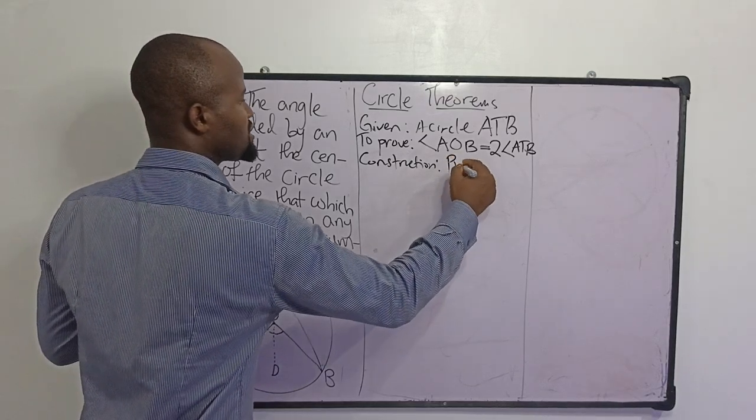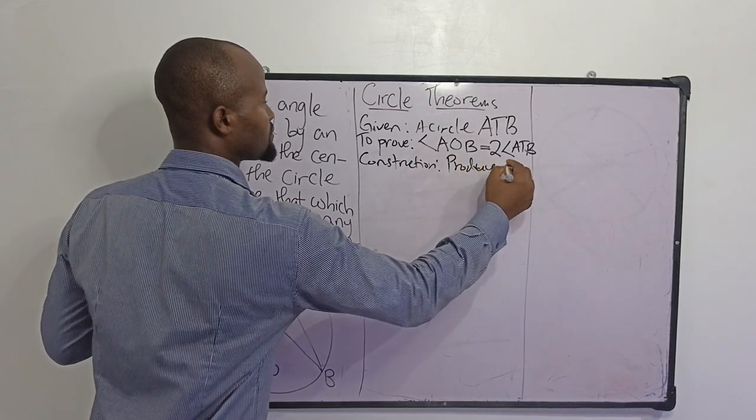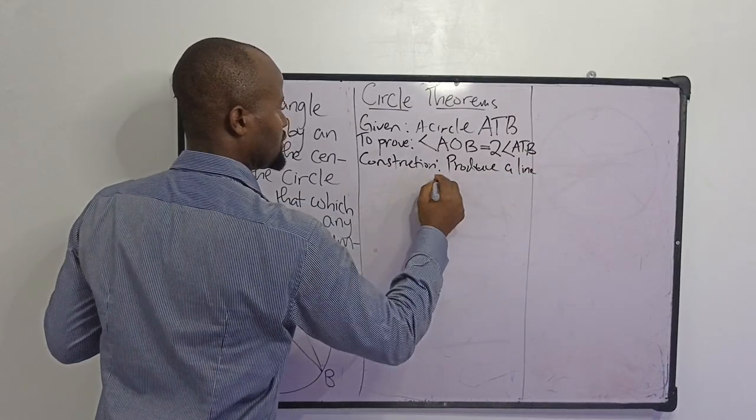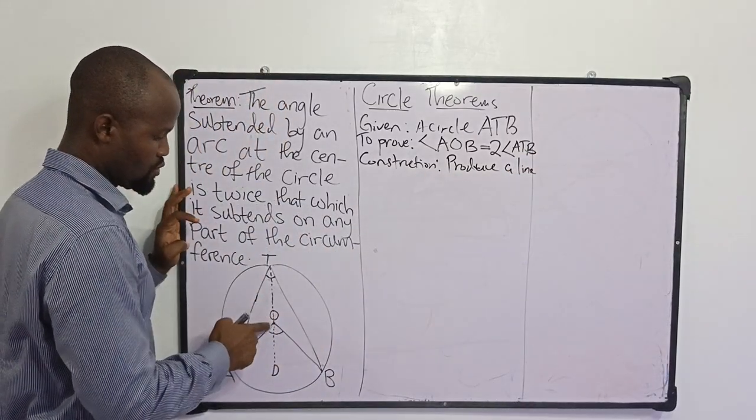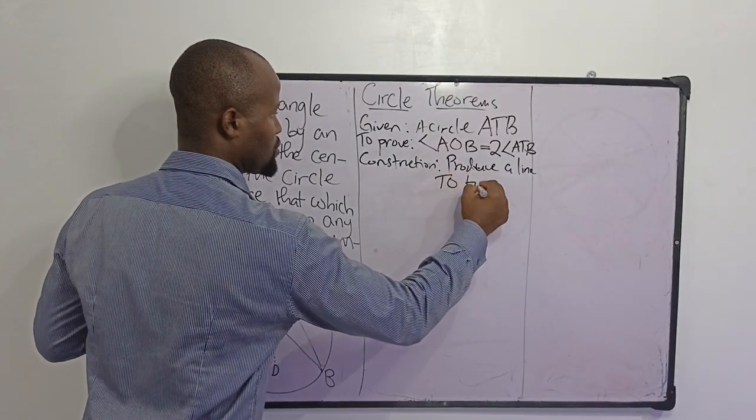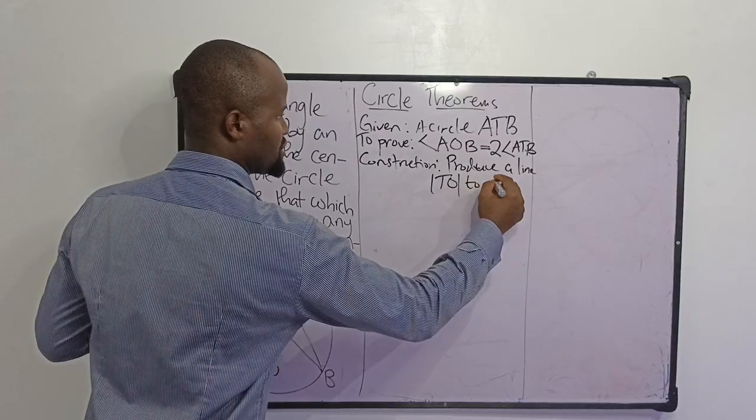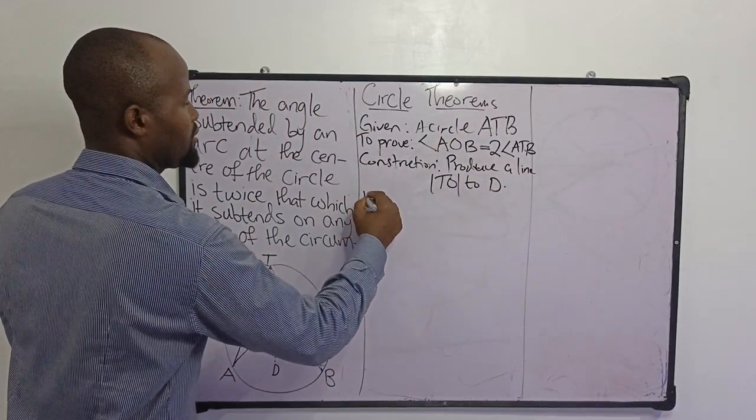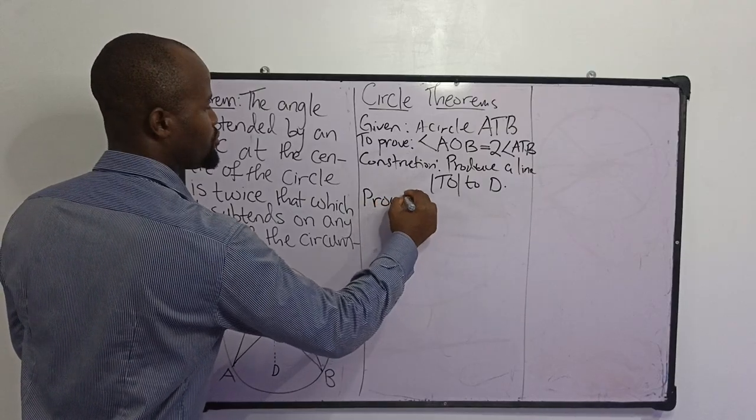So we are producing a line, and that line is TO. We produced it to D. So we produce a line TO to D. All right. Now, this is a crucial step, the proof.